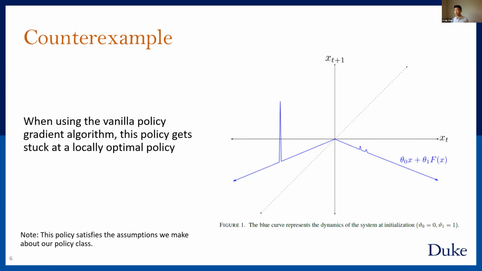The last part is there are some examples. So this is a policy that satisfies our assumptions and fits into our policy class, but if you train it with discount factor 1 using standard vanilla policy gradients, it actually gets stuck at a local optimum. So I just have an interesting counterexample that took way too long to come up with.